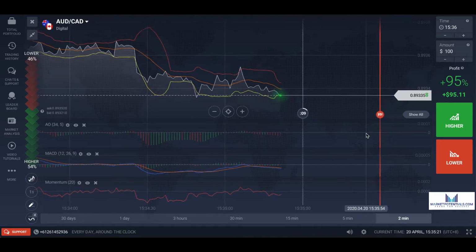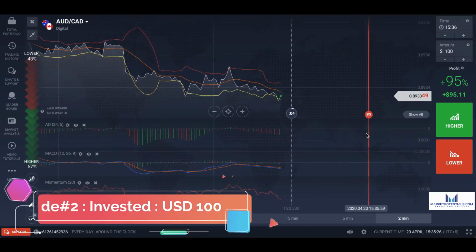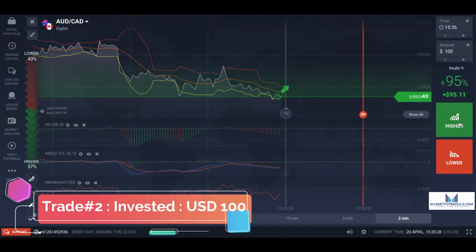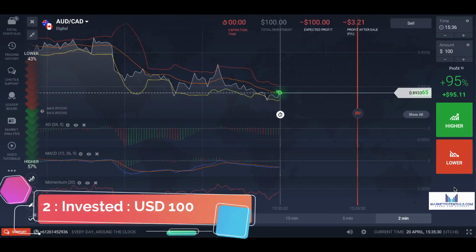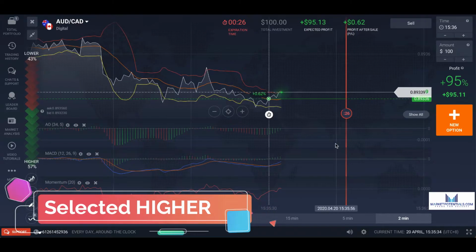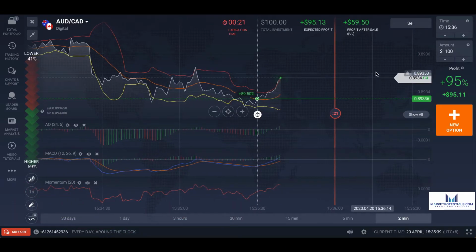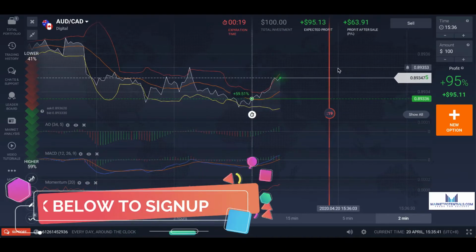Now, in the first trade, I'm up $570, and now the second trade is coming along, and I just put in $100 here, and I selected upwards. So basically, the chart has to end up being higher than the green line for me to earn a potential profit of $95.